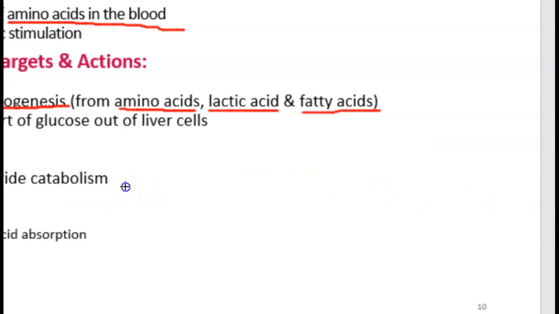Glucagon also stimulates adipose to break down triglycerides, which would make fatty acids that could be used to make the glucose. And in the intestine, glucagon stimulates the absorption of amino acids so that the protein that we do eat actually gets into our bloodstream. The sympathetic nervous system can stimulate the pancreas to release glucagon, and that will help raise blood glucose in times of fight or flight.